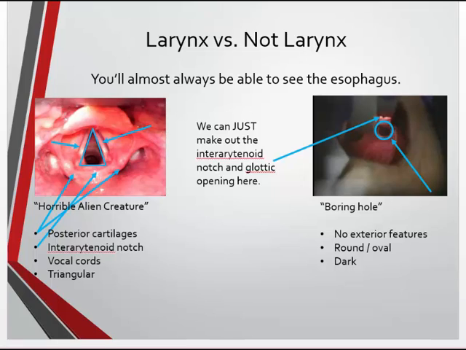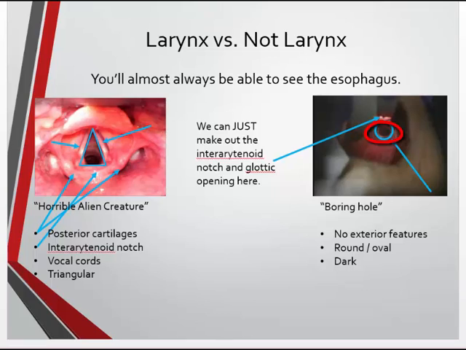The problem people sometimes have is they don't see cords, or it's dark, or they can't get a good view, and they see this little hole here. So remember, the larynx looks like a horrible alien creature, and then the esophagus is a boring hole. There's no exterior features. It's round or oval. It's dark.